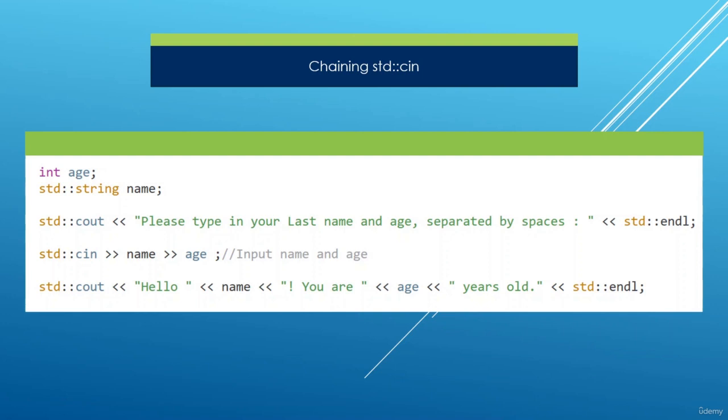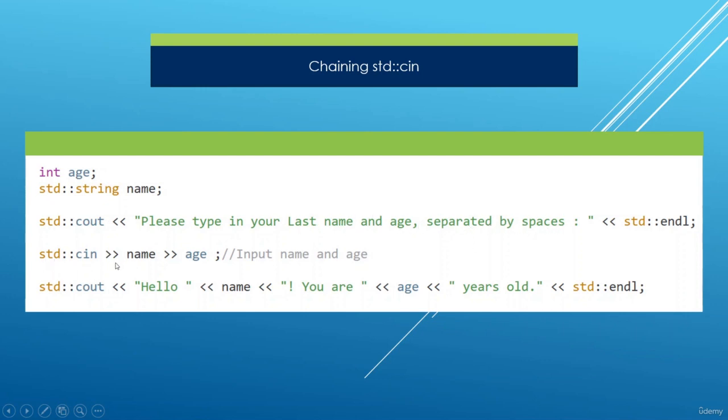Another thing we can do with std::cin is chaining input. And we can use this technique to grab data in one statement. Look at the program down here to really understand this. We have the same variables, age and name. We let the user type in the last name and age separated by spaces.